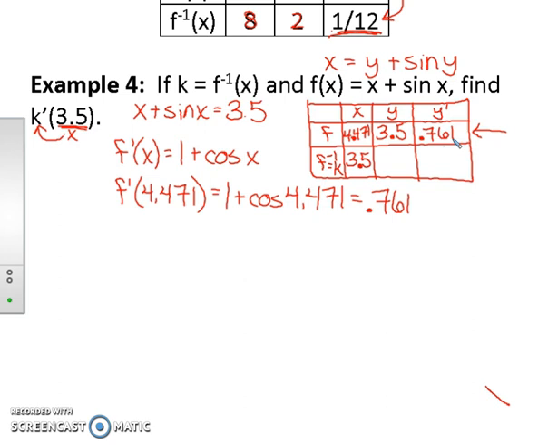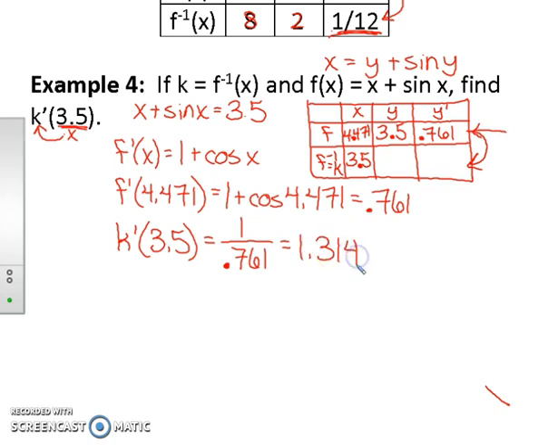Once you fill in that box, it will take you about 5 seconds to then fill in the bottom box, which is the answer we're looking for. So k prime of 3.5, which is that bottom box, is going to be the reciprocal of the box right above it. So you would do 1 divided by 0.761, and you get 1.314 as your derivative value.